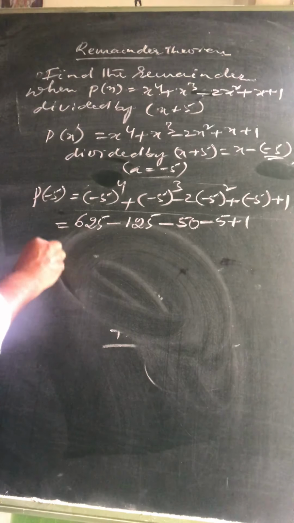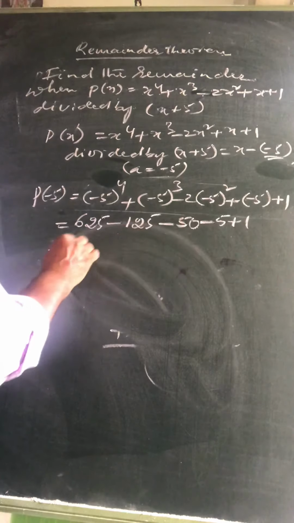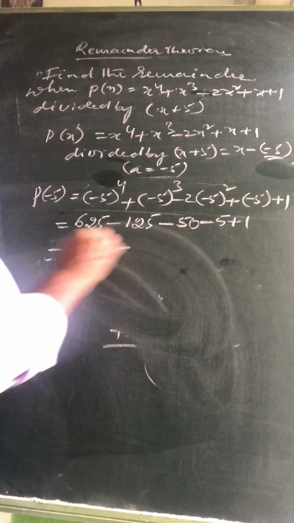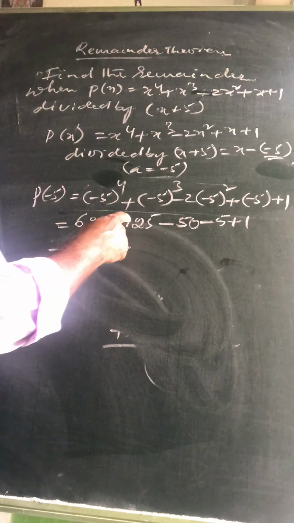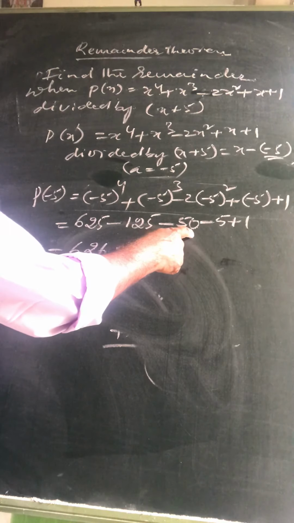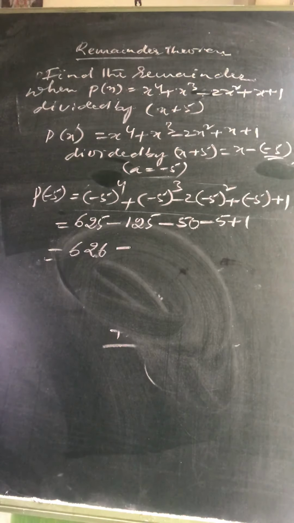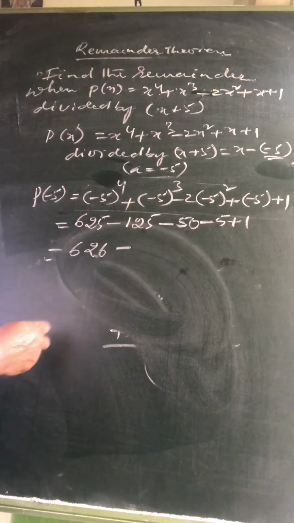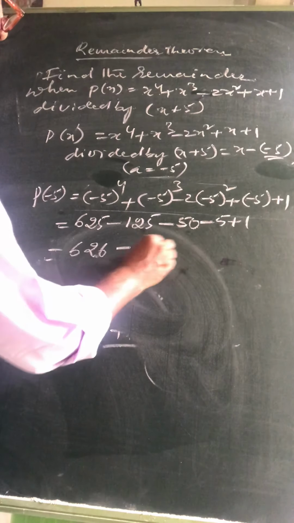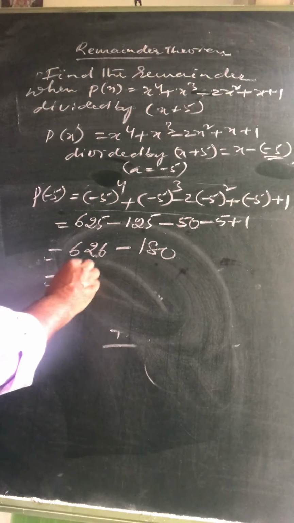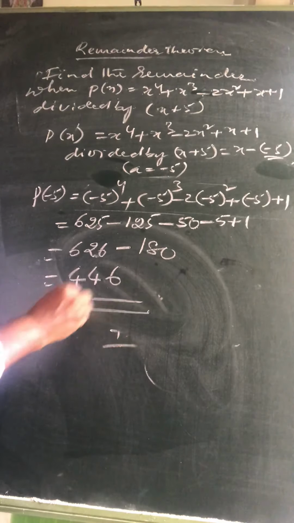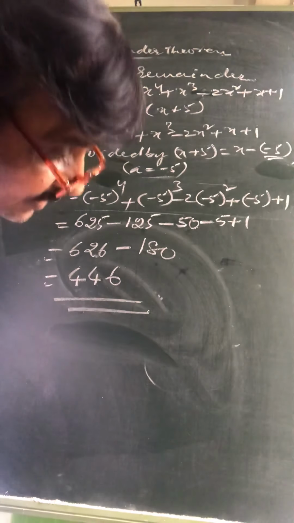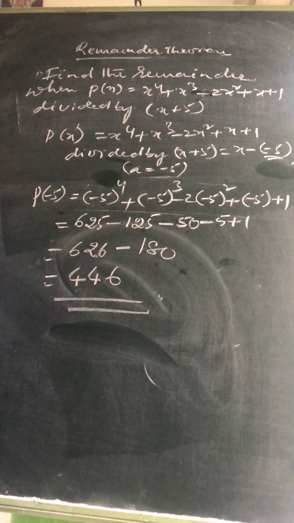Now we can simplify here. 625 plus 1, 626, minus, how much? 125 plus 50 plus 5. How much? 125, 175, 180. 626 minus 180 is equal to 446. Your remainder is 446. Did you see how easily we can find the remainder? So this method can be applied.